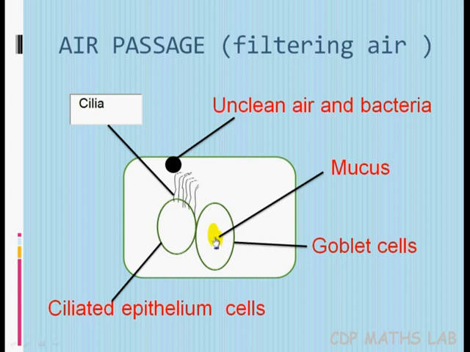Now, this yellow thing right here is called mucus, the same mucus you saw in the picture before. And this cell right here is called a goblet cell. It's more than one cell, but we just use one. There are goblet cells, and this one is called a ciliated epithelial cell. So these cells cover the lining of your air passage.